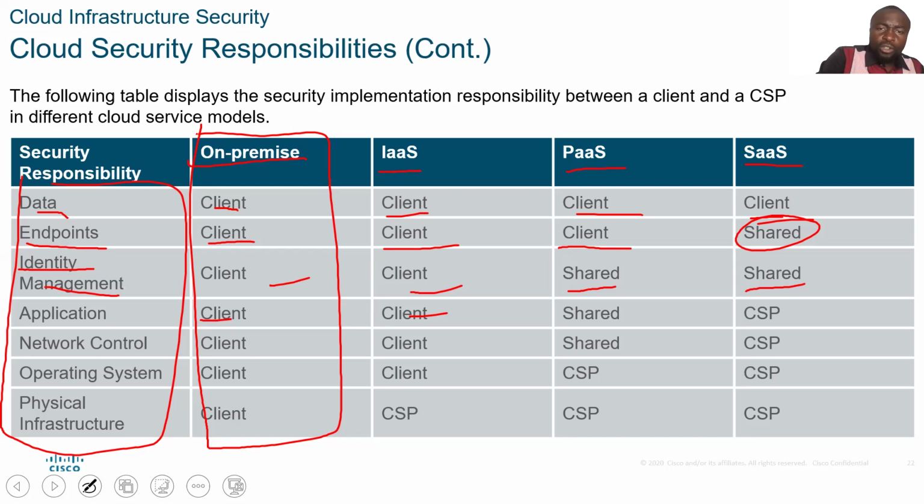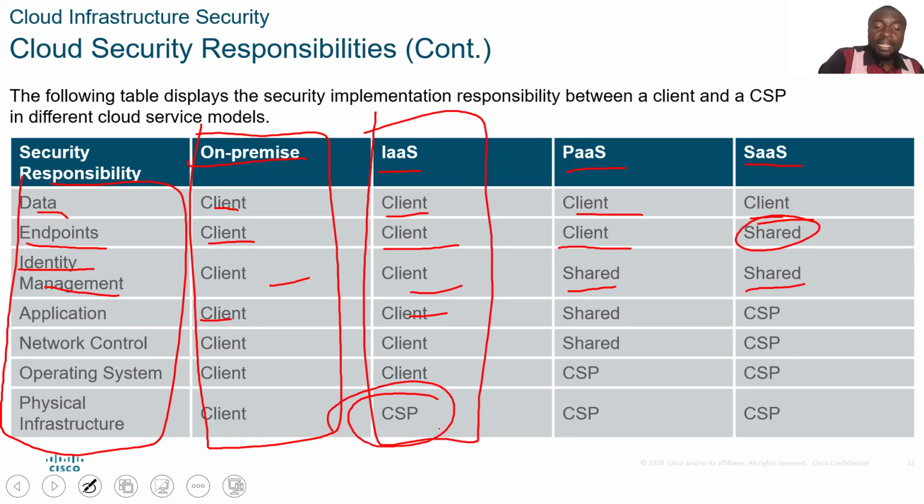Now, look at infrastructure as a service. Everything is also the job of the client, with the exception of physical infrastructure. Why? Because the service provider only provides you the infrastructure and ensures that it is running. Every other thing is your wahala. So that's why it is the job of the CSP here.